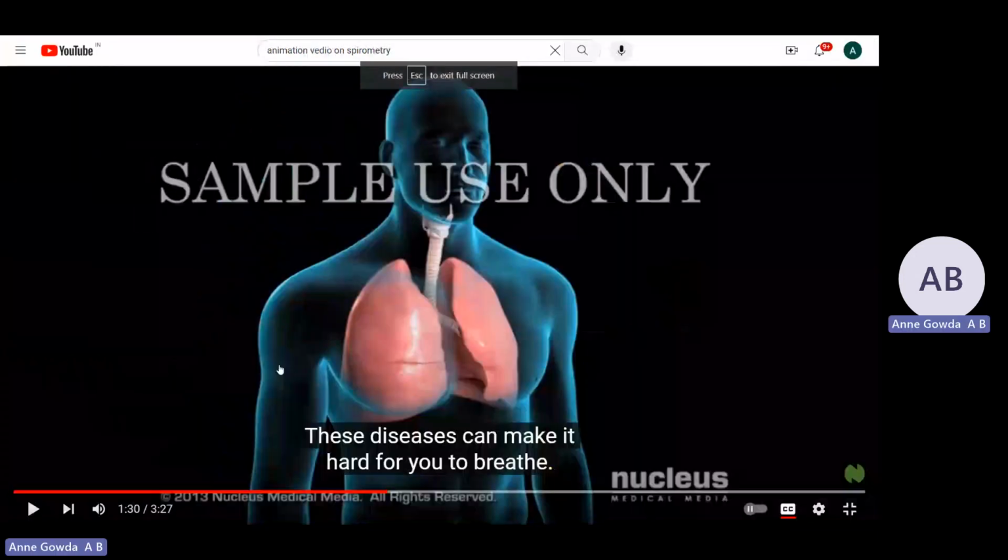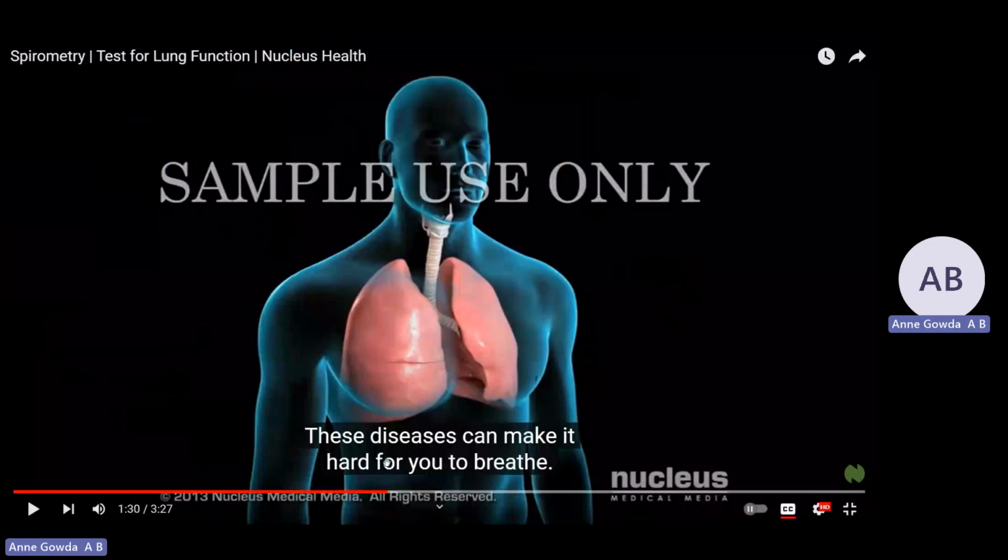So if you are facing any problems with respiration, this is the preliminary test which will be conducted.